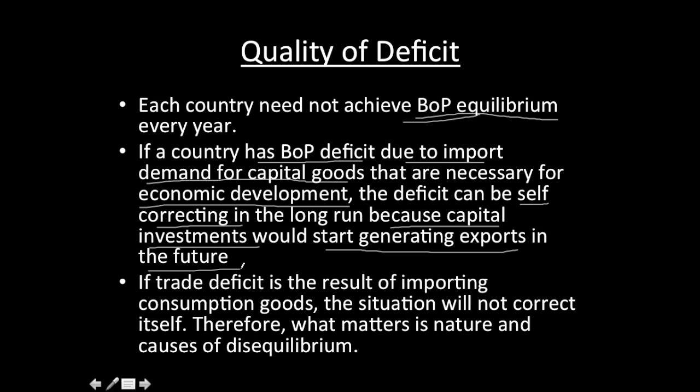The country may have a lot of exports in the future. However, trade deficit is a result of importing consumption goods. What happens when people are importing a lot of goods in order to consume snacks, toasters, all these things, which are consumption goods? If you're importing a lot of consumption goods, the situation will not correct itself. The productivity will not rise by itself in case of import of consumption goods. Therefore, what matters is the nature and causes of disequilibrium.